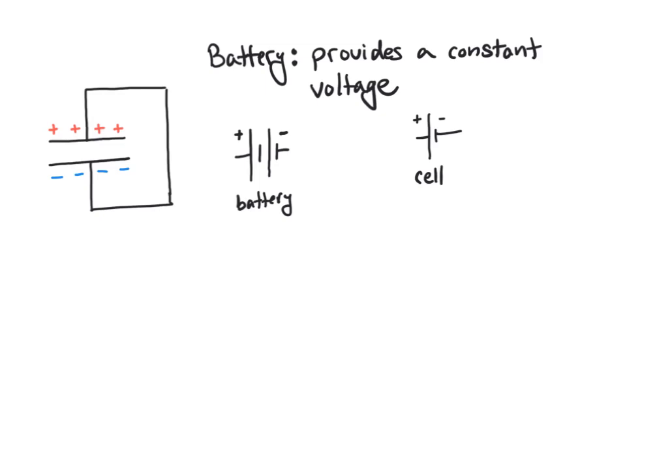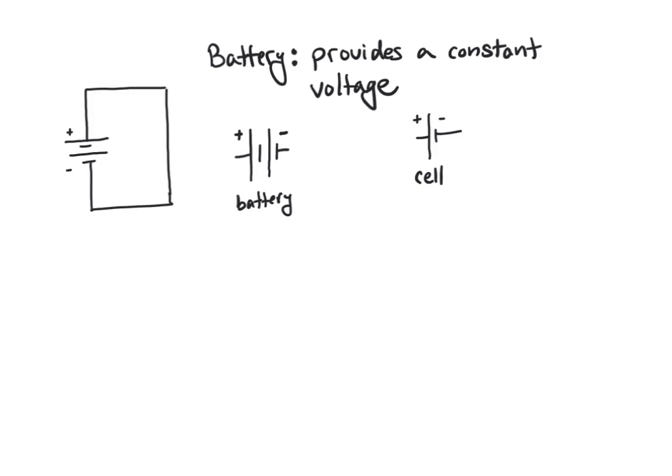In either case, a cell or a battery is something that provides a constant voltage, and the circuit elements are represented by 2 or more unequal lines. Note that for every long line, there should always be a short line. There should never be an odd number of these lines. So if I want to redraw my circuit on the left with a battery in it, it would look something like this.